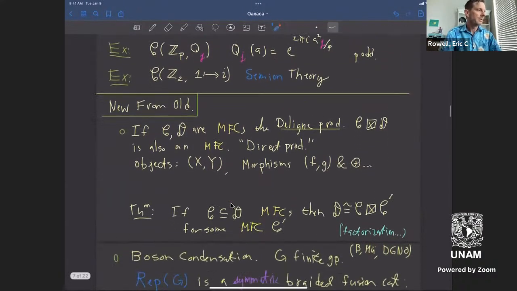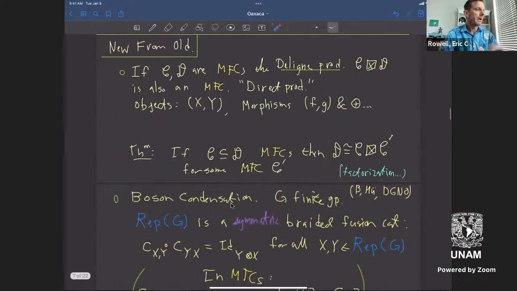Okay, so let me give you a few more ideas about how to get new ones from old ones. I might skip some of these examples because some of them have a lot of technical details, and maybe we don't have too much time. But here's an obvious thing you can do. If you have two modular fusion categories, you can take their direct product, basically. That gives you a new category. And if they were modular to start with, the product will be modular.